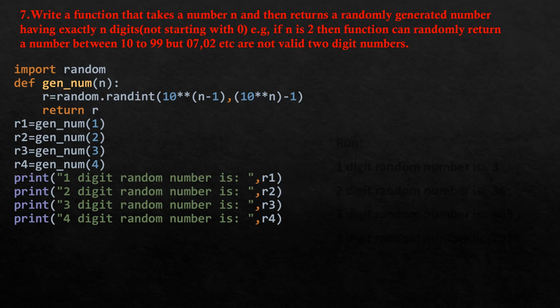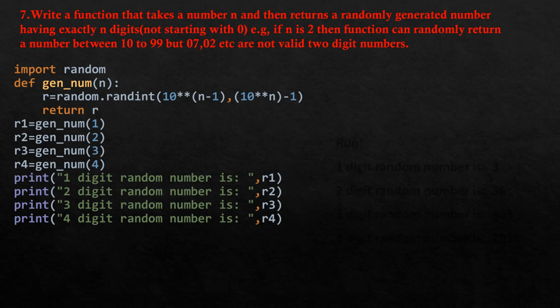As you know, first we have to import the random module to generate random numbers. Now here we have defined one function, gen underscore num, to generate random numbers, and we have passed n as a parameter. Here n is the number of digits. If n is equal to 1, then random number will be from the range 1 to 9. If n is equal to 2, then random number will be from 10 to 99. Now we have to define a relation between n and the range. The relation is the lower limit is 10 to the power n minus 1 and the upper limit is 10 to the power n minus 1.